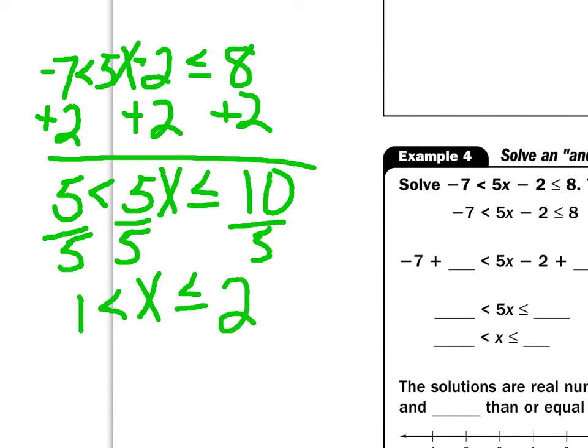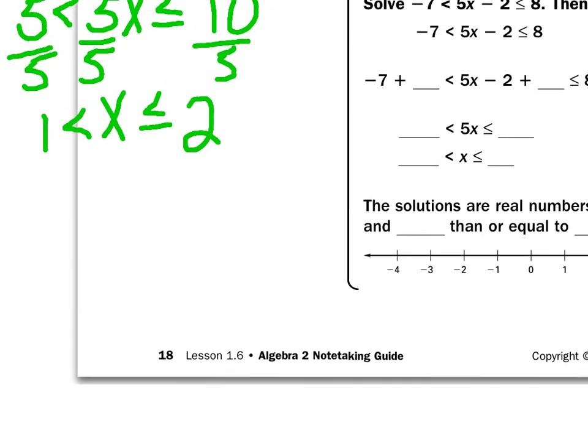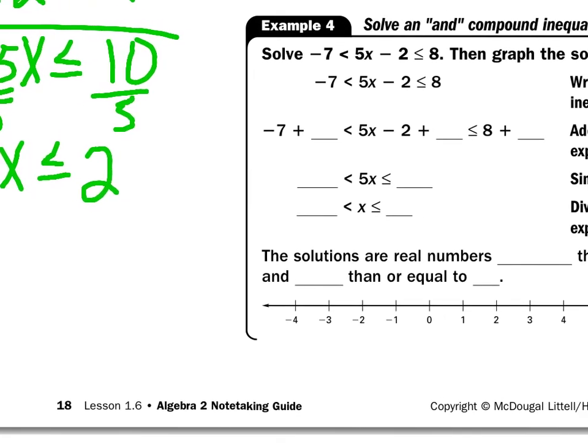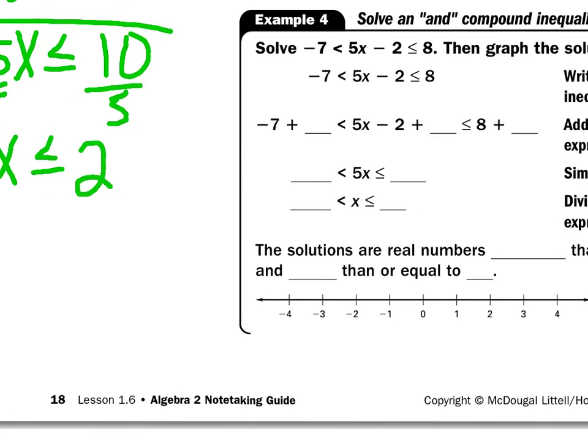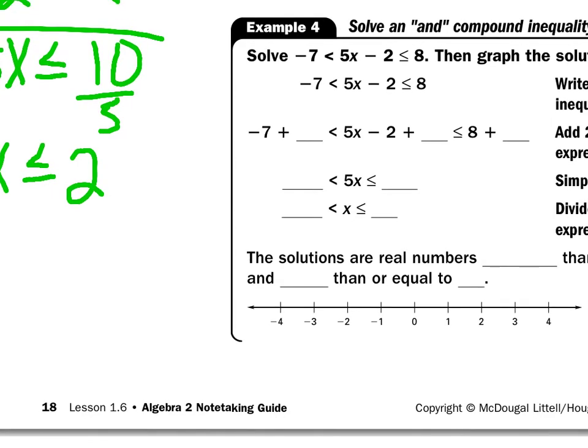So to graph this, come over here and say 1 is less than x, so open circle, and then x is less than or equal to 2. So closed circle on 2 and color this way.